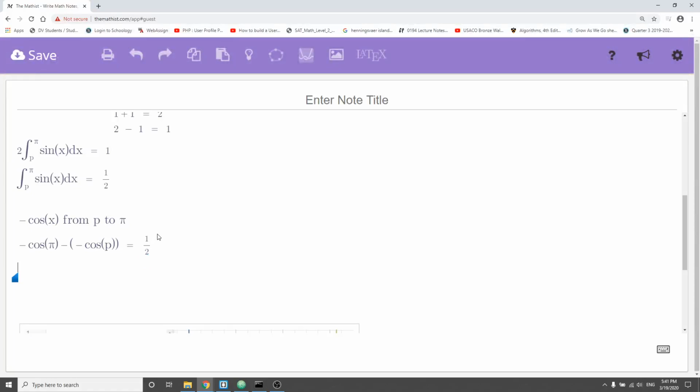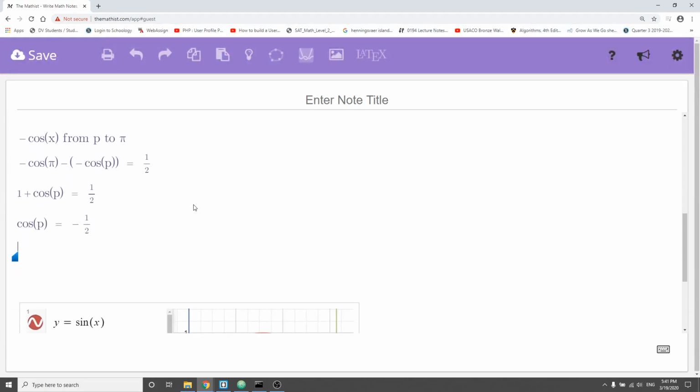Okay, so this is 1 again. This becomes just plus cosine of p, and then equals 1/2. So if you rewrite this, we have cosine of p equals negative 1 over 2. If we subtract the 1 over, okay. So we now know what p is equal to. Well, we're now close to knowing what p is equal to.